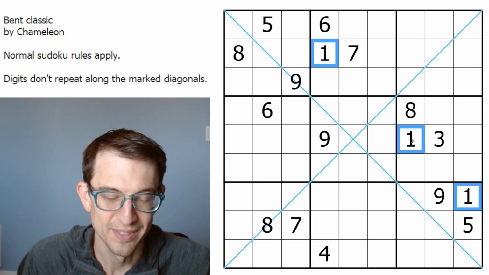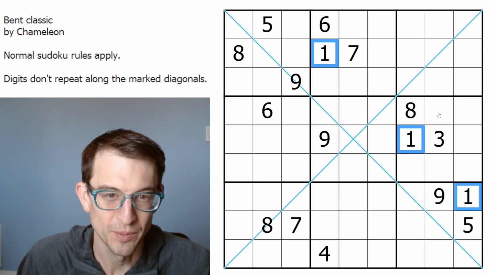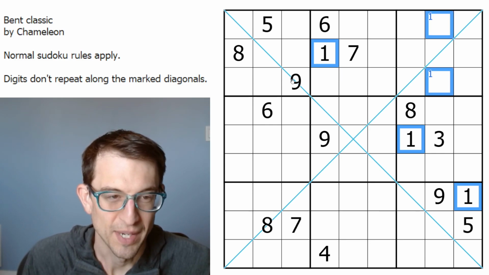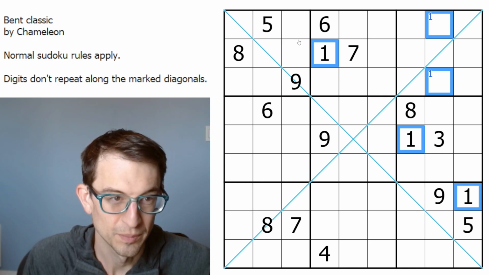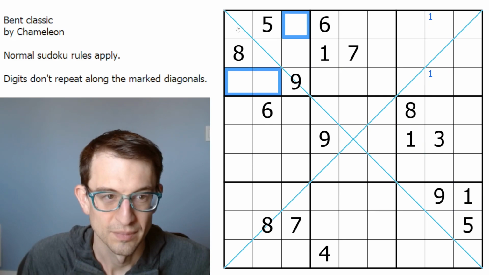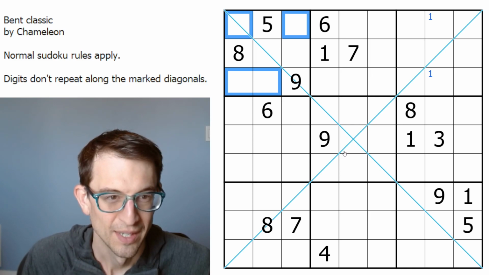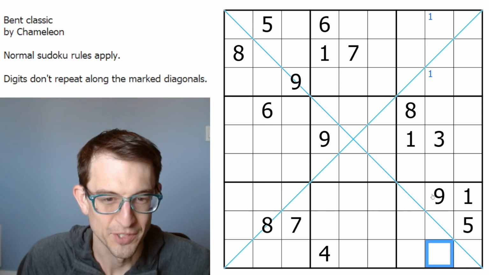I'm drawn to ones because there are three of them, and I'm thinking about where ones might go. I'm just going to pencil mark some ones into boxes when there are relatively few places where they could be. So I almost did pencil mark that, but I'm going to take it out because I think that's just too many choices. And now I'm thinking about ones. Maybe I'm going to try nines actually first.